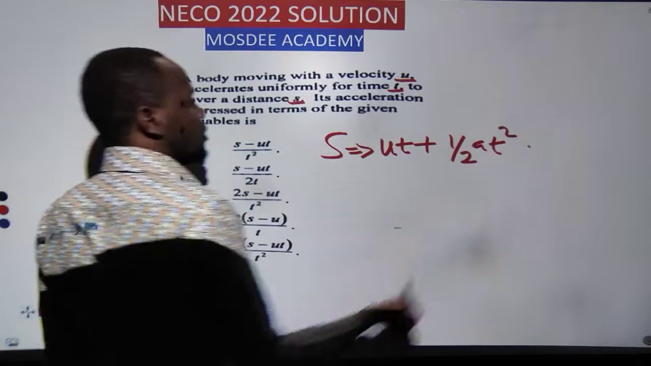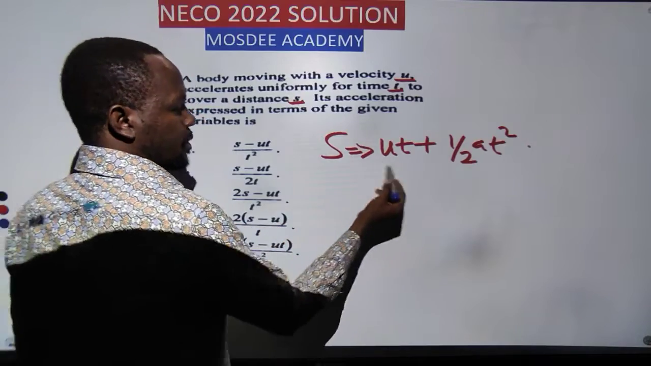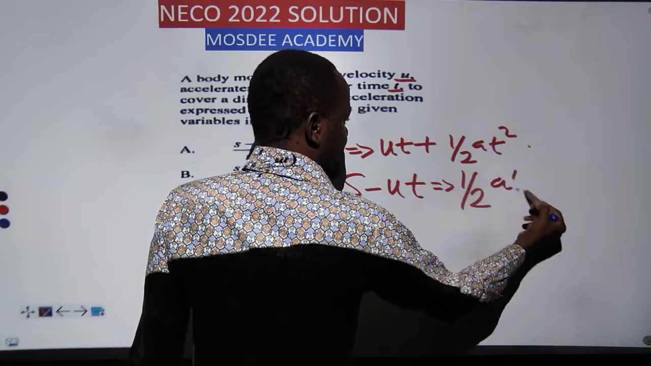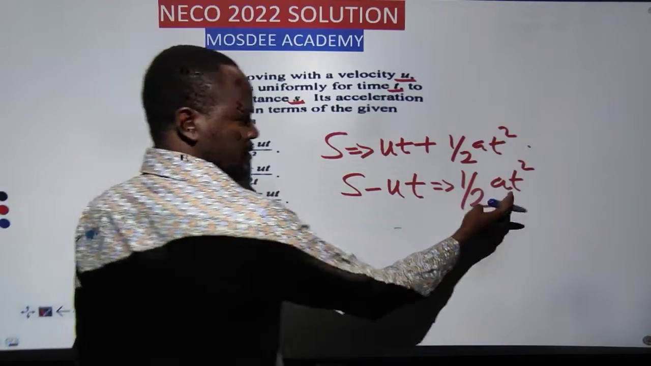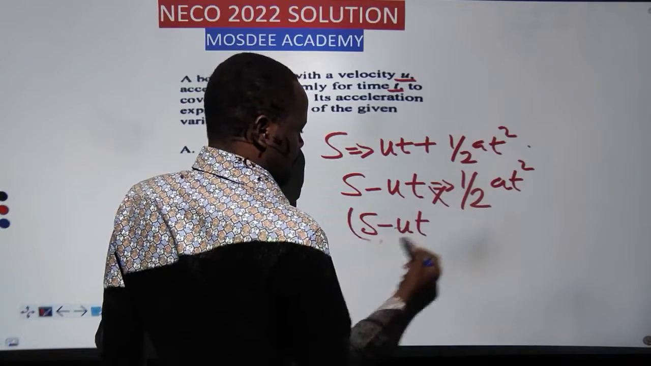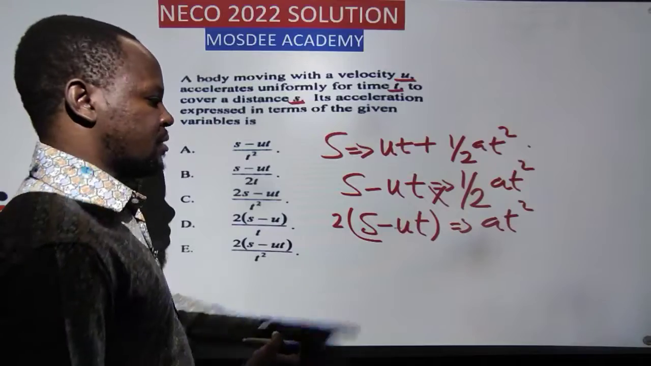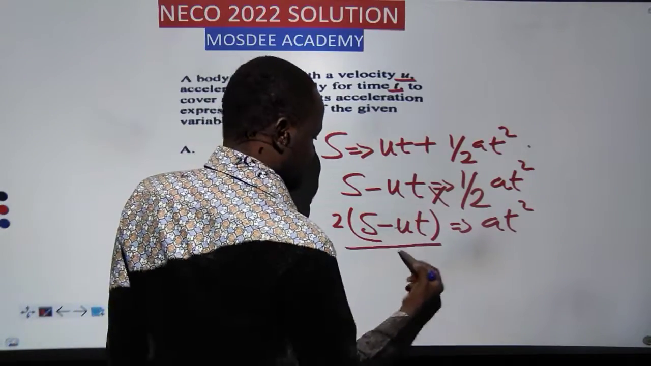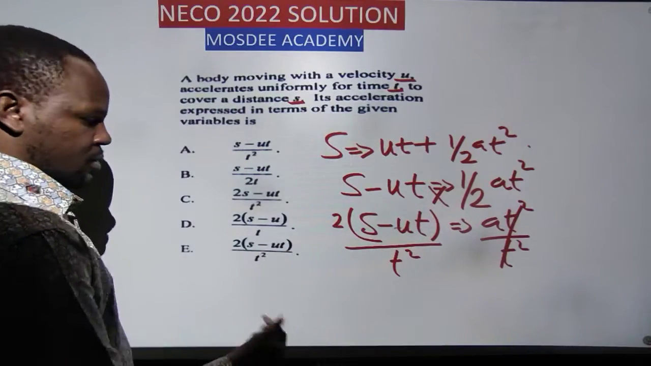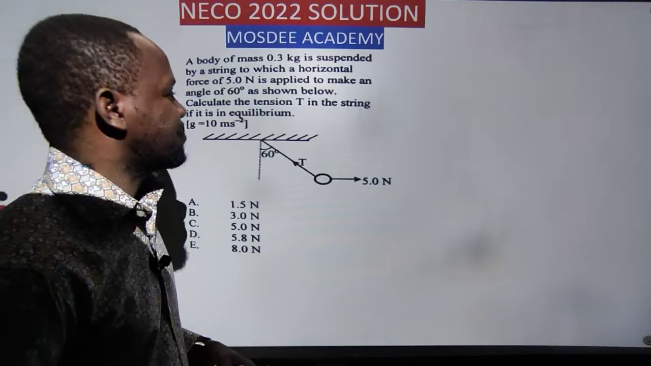In this case, acceleration is to be made the subject of the formula. On simplification, collecting like terms, s minus ut is equal to half at squared. Now I need to isolate a. Cross multiplying, s minus ut multiplied by 2 is equal to 1 times at squared. So the problem of a is now t squared. Divide both sides by t squared to get your a. So a is 2s minus ut over t squared, which tallies with choice A. I hope I am not too fast. Apologies, guys.